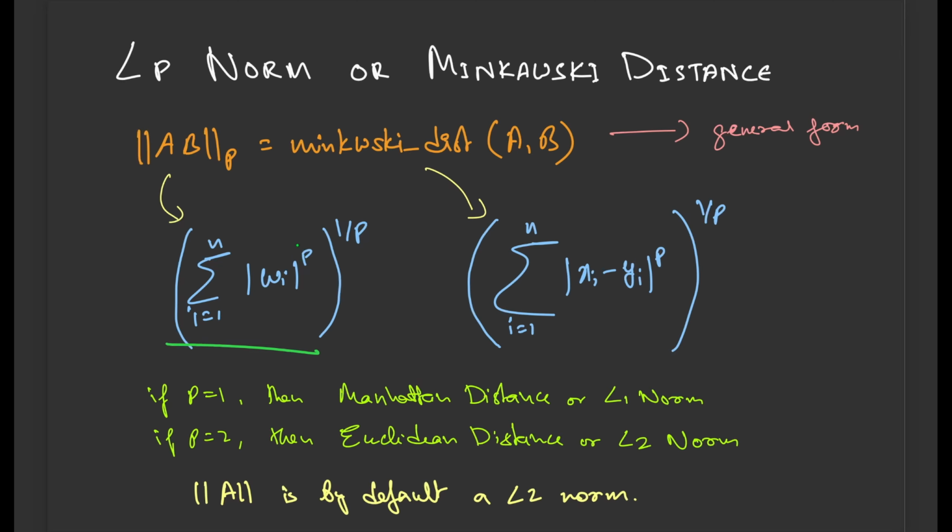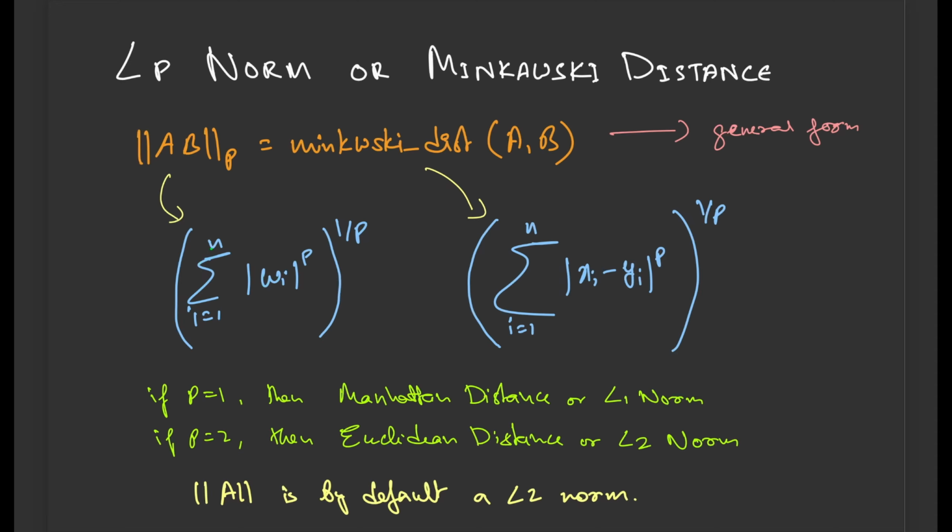Now from here you can derive the L1 norm, right? So if you have P equals to 1, so here we will have 1 by 1, that is 1. So we can ignore this. Here also we'll have P equals to 1, that means here we'll have 1, right? So you can ignore this one as well. Basically it will be summation of absolute value of wi, which is the formula for L1 norm that we have seen earlier.